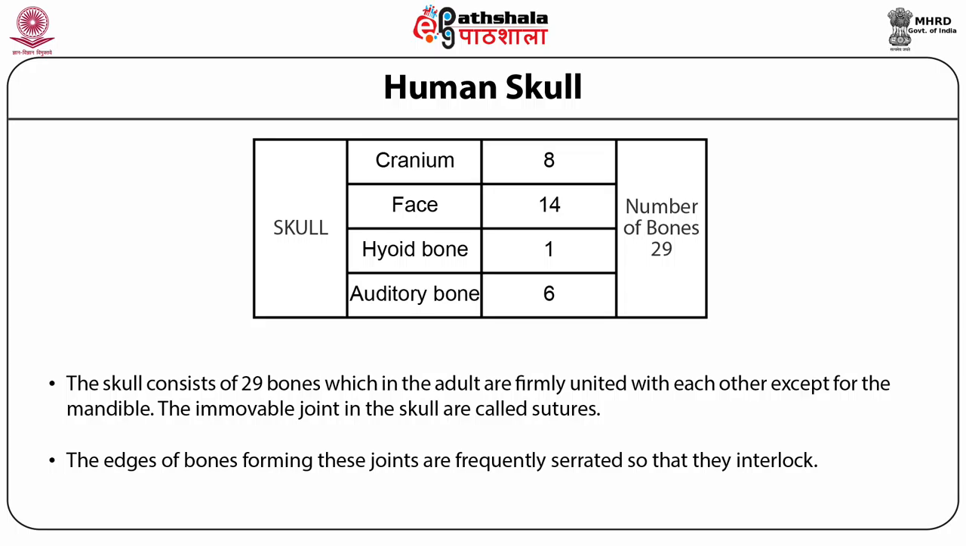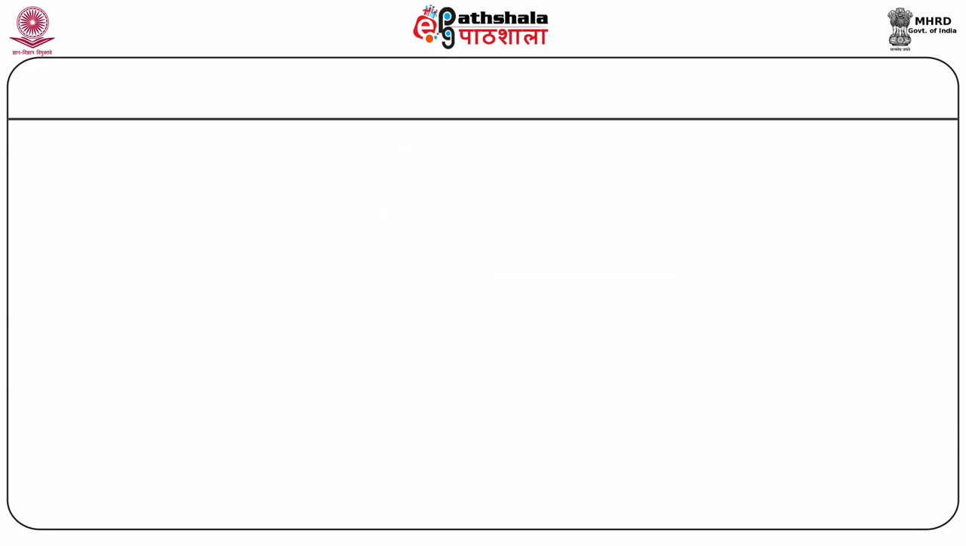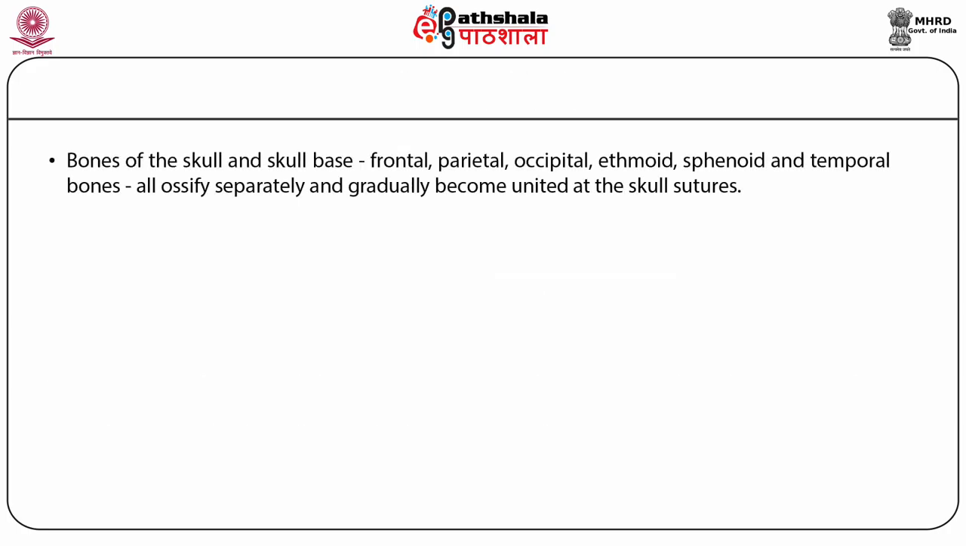The brain is located inside the cranial cavity, a space formed by bones of the skull and skull base. Everything inside the cranial cavity is intracranial and everything outside is extracranial. Skull bones: the bones of the skull and the skull base, that is frontal, parietal, occipital, ethmoid, sphenoid, and temporal bones, ossify separately and gradually become united at the skull sutures.